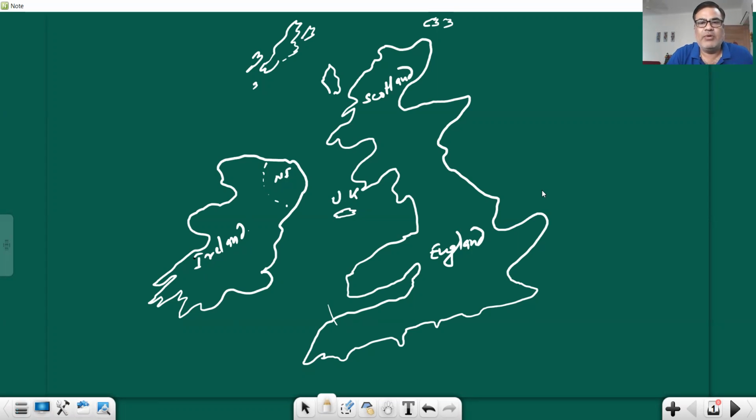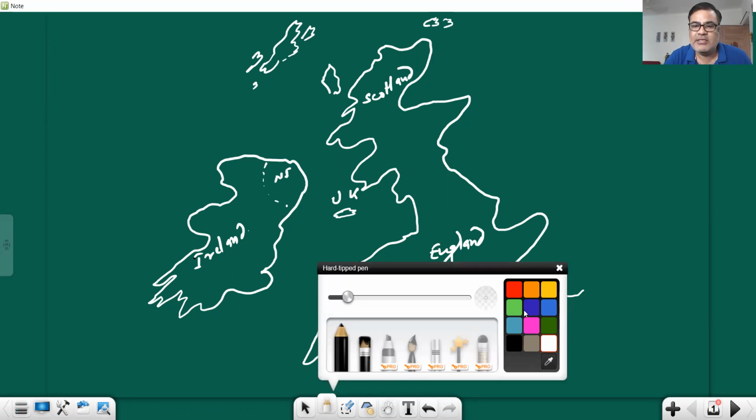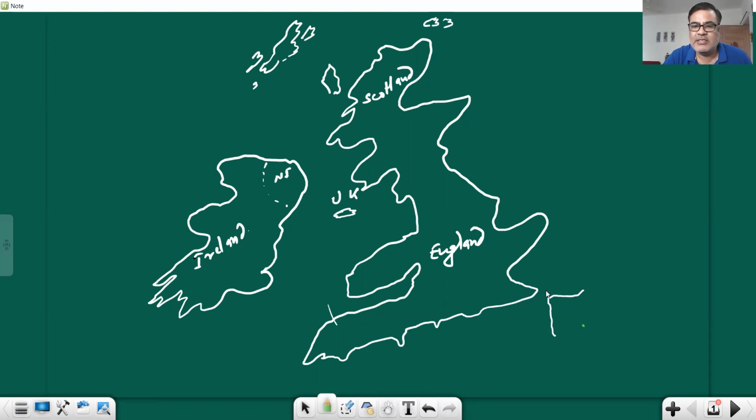Now, let us talk about its physical features and the surrounding water bodies. This part is very close to France, which I will reach in the other map. Between France and here, there is the Strait of Dover. UPSC 2017 Prelims asked about the Strait of Dover. And this is known as the English Channel.